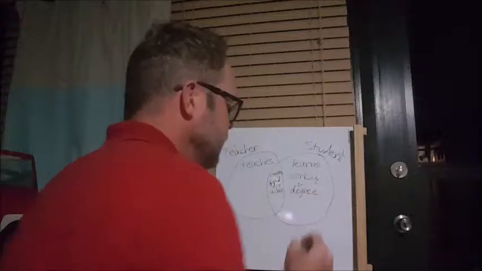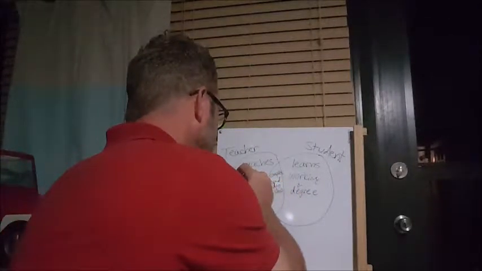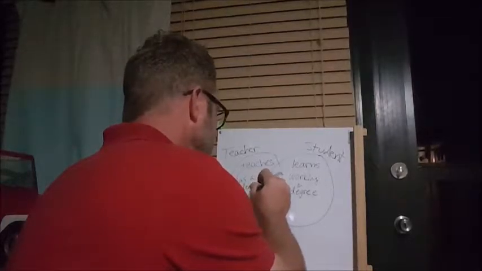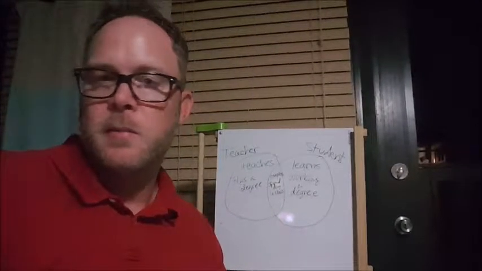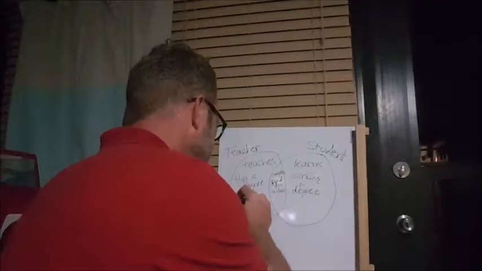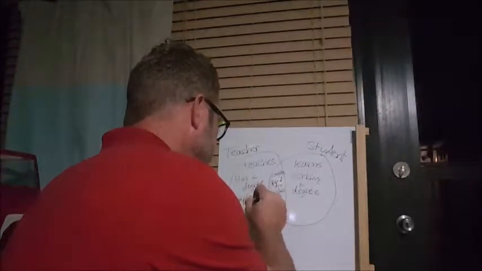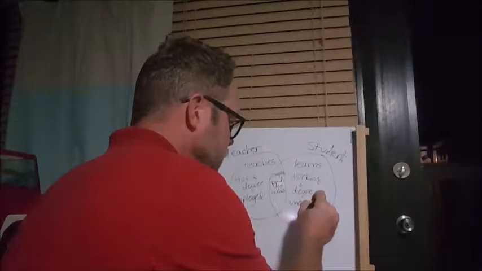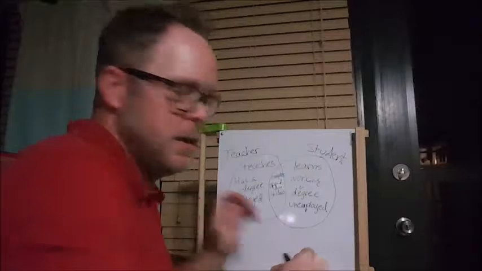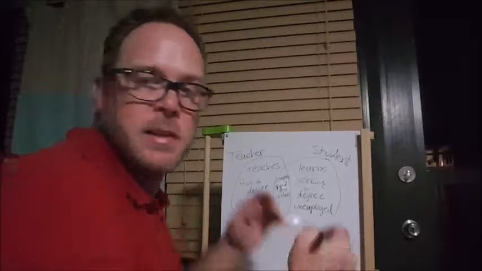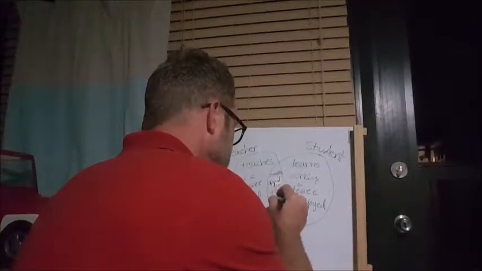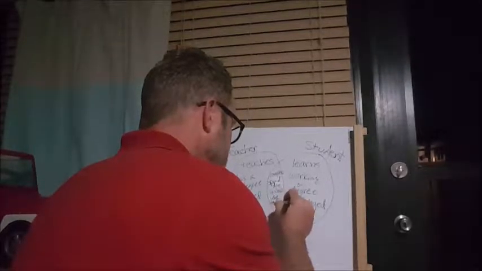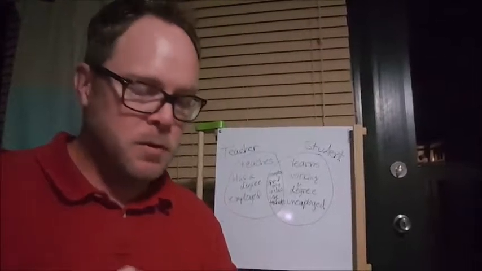I know this is sloppy. The other one has a degree. Teachers have a degree. Teachers are employed. Students are unemployed. That's the goal. And then another thing they could have in common is that they use textbooks. So that's an example of a Venn diagram.